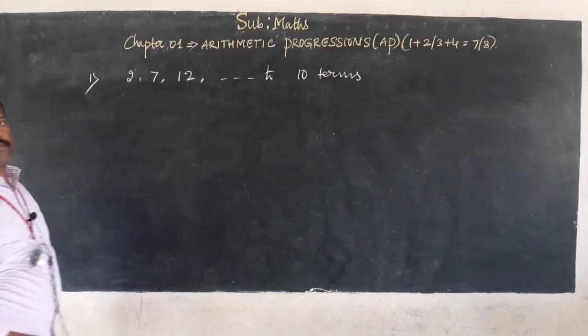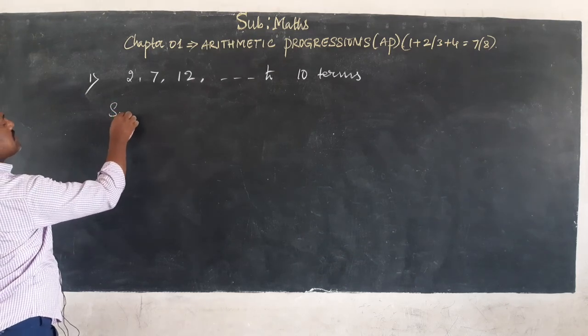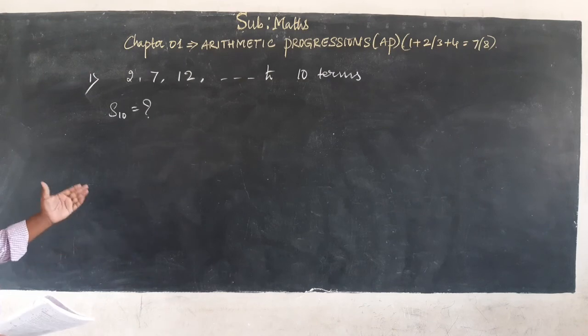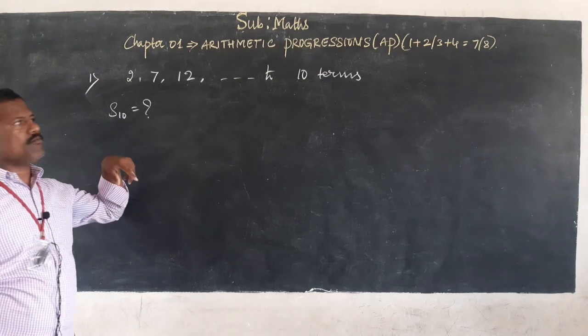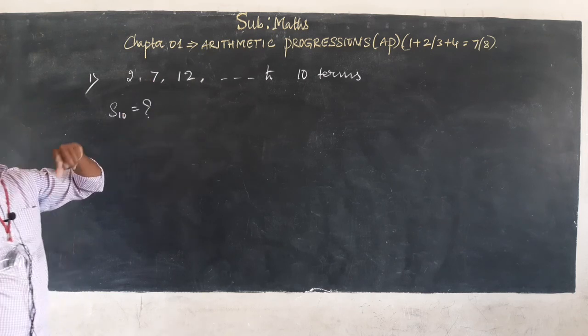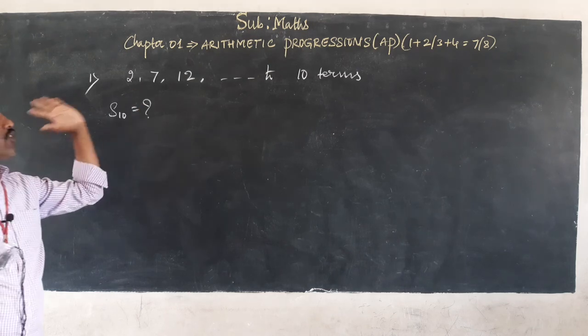Understand, children? It's very simple. So here we have to find S10, which is equal to question mark. 2 plus 7 plus 12 plus... Directly we cannot put it, so 2 plus 5 add, we get 7. 7 plus 5 add, we get 12. 12 plus 5 add, we get 17. 17 plus again 5 add, we get 22.